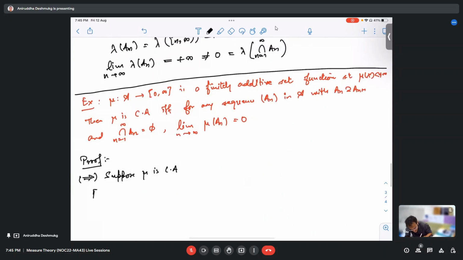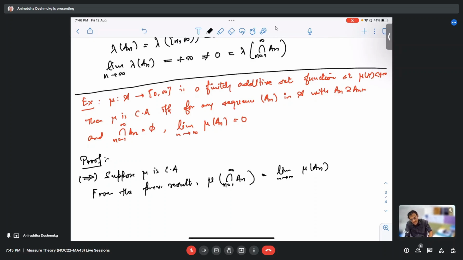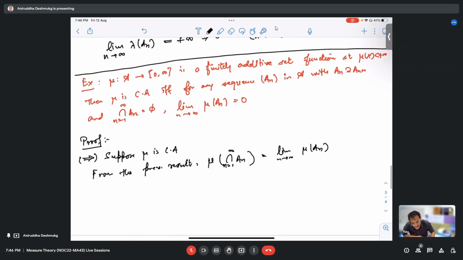So from the previous result, the measure of the intersection of An's is the limit of the measure of An's. Well, I should not say measure, because they are calling it a set function for the time being. But anyway, on the other hand, this is mu of the empty set. But since this is a totally finite set function, mu of the empty set is 0. So the limit of mu An is 0.